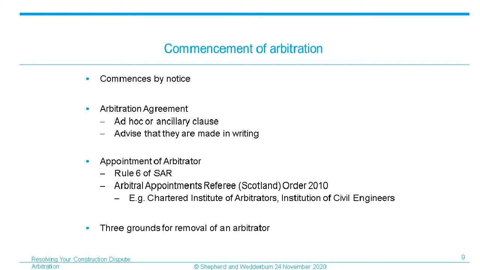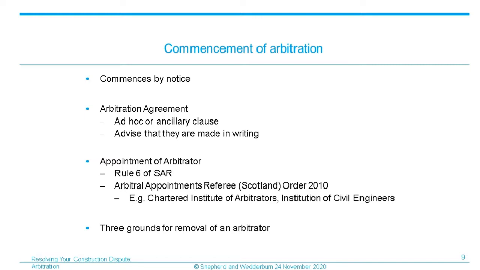The default rule under the Scottish arbitration rules is that the parties must jointly appoint an arbitrator within 28 days of either party requesting as such. If not, either party may seek the appointment of an arbitrator by an arbitral appointments referee. There are a number of bodies that may act in this capacity, as laid out in the Arbitral Appointments Referee Scotland Order 2010. An arbitrator can be removed by agreement between the parties, and the removal is effected by notifying the arbitrator. The parties can also agree to allow a third party to remove the arbitrator on their behalf.